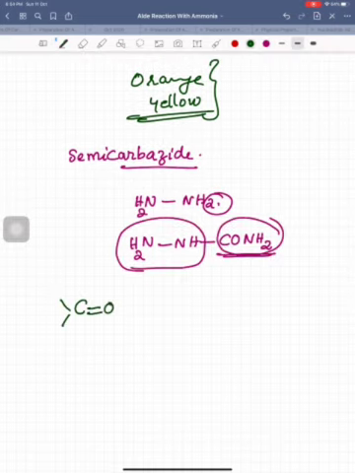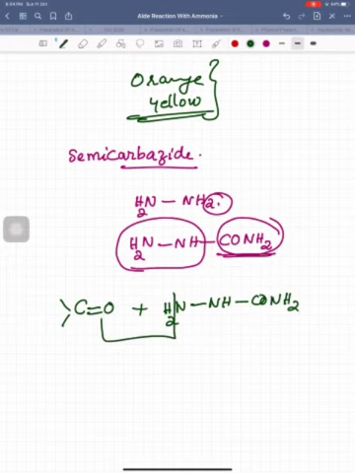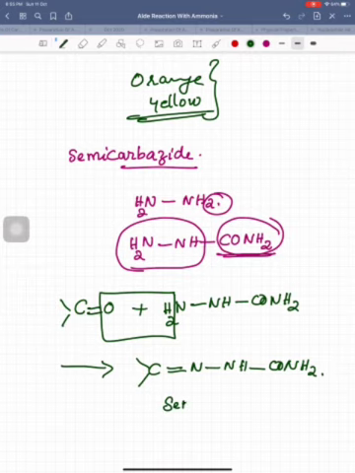C double bond O, in that when we are adding NH2, NH, CONH2, you can see that one water molecule is removed, and the resulting portion you just join together: N NH, CO, NH2. That is the resulting product formed here. So the compound's name is semicarbazone.